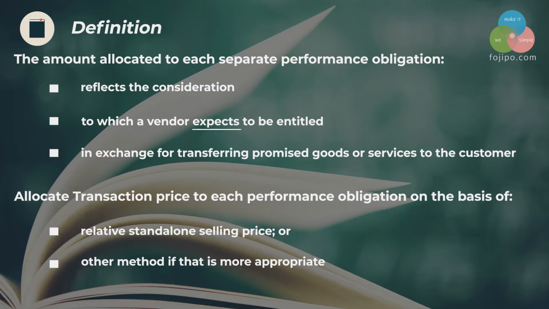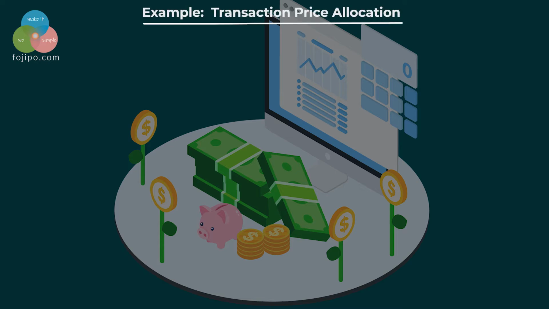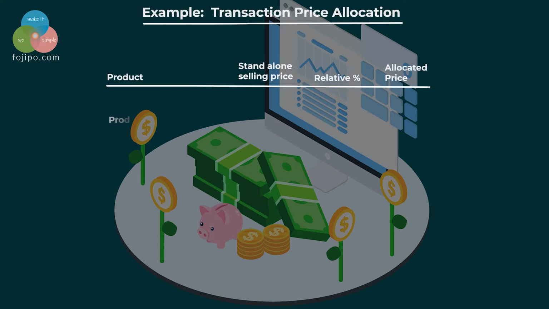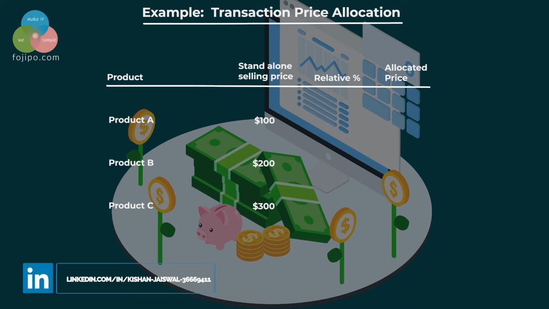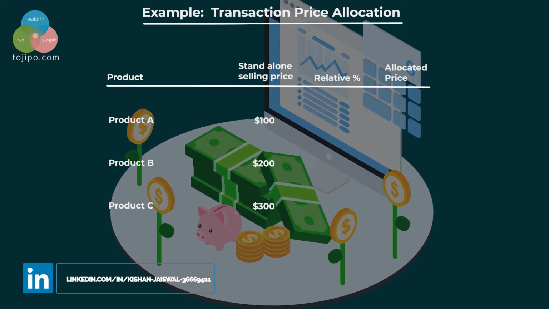Let us take an example to get our head around this basic concept. You signed a contract with ABC Limited to sell them product A, B and C for a total consideration of $500. Standalone selling price for each of the products A, B and C is $100, $200 and $300 respectively. In this case, transaction price, which is $500, will be allocated to each performance obligation A, B and C on the basis of their standalone selling price.